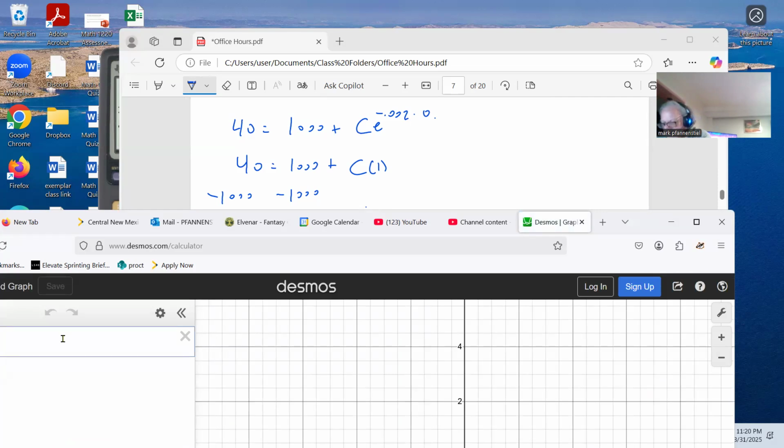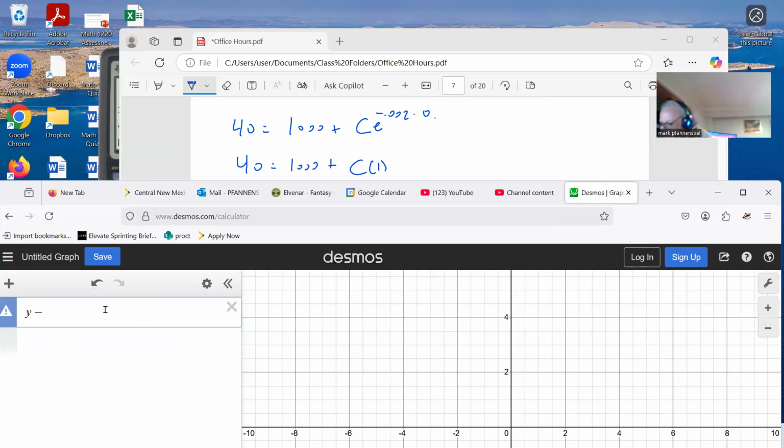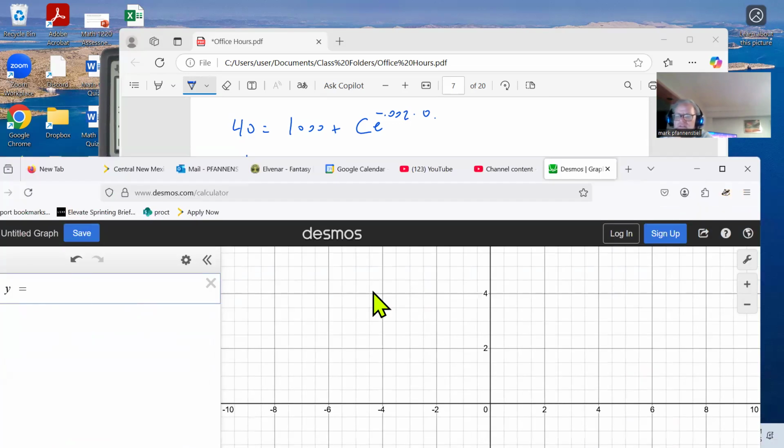So I'm just going to say y equals 1,000 minus 960 e to the negative 0.002t. There we go. So we'll go ahead and take a look at that.